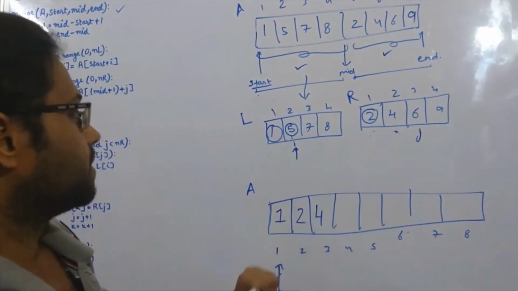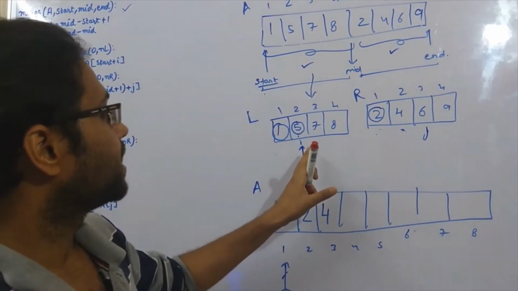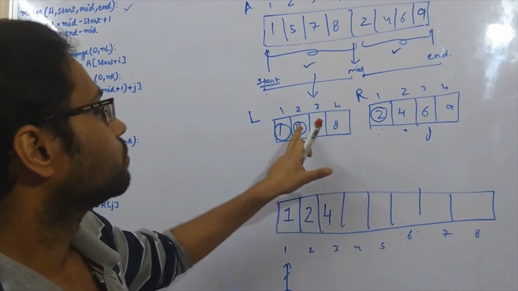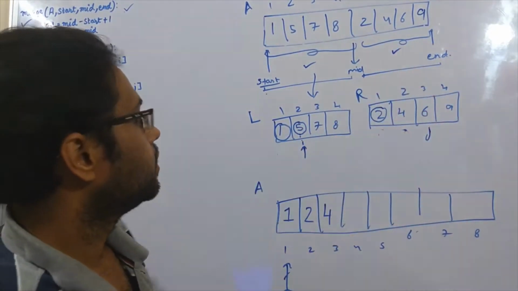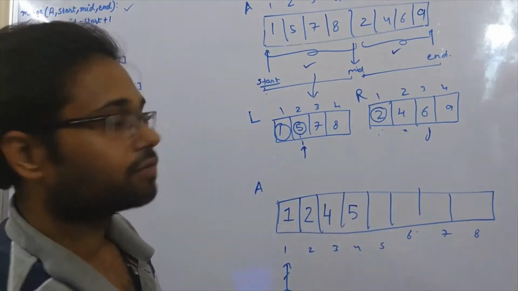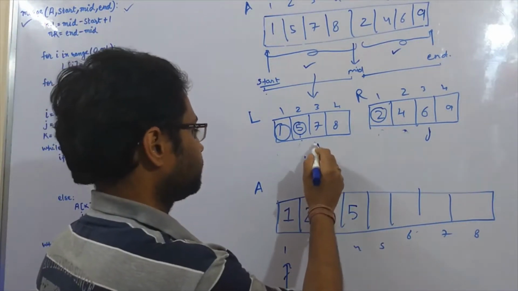I will remain the same. So now we will compare the next elements. Now we will compare L of I. L of I is what? 5. 5 with 6. So 5 is lesser. So what we will do, we will copy the 5 and increment the I counter.